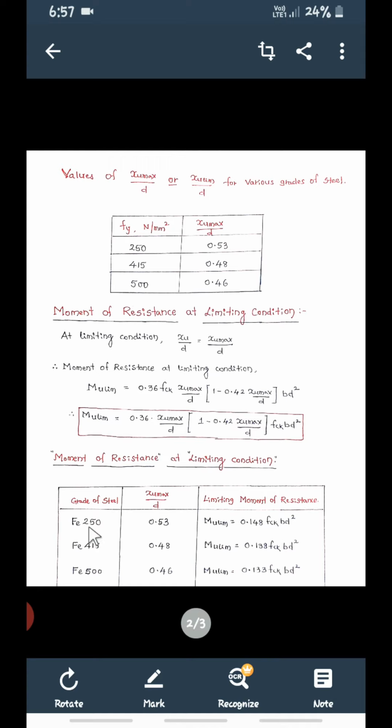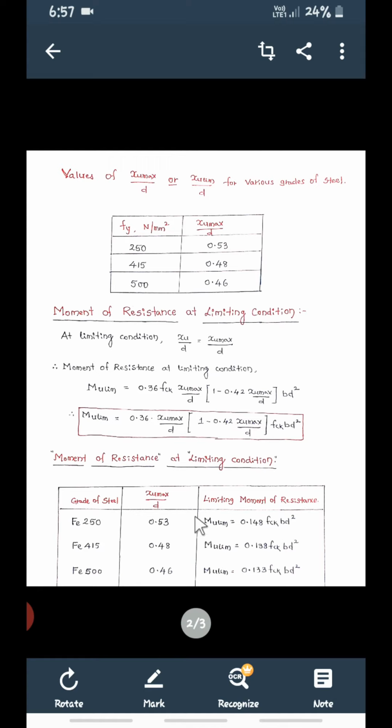For 3 grades we can find out this Mu limit: for 250 grade steel, for 415 grade steel and 500 grade steel. Already we have seen this table here. For 250, what is Xu max upon d? 0.53, 0.48 and 0.46 here. How have we got this? This was substituted in the formula and we have got these three values.